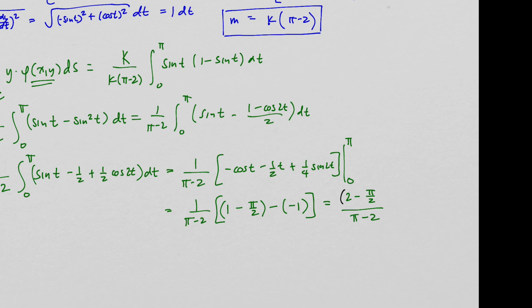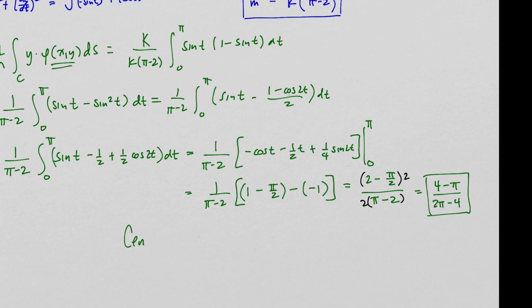And you could clean this up by multiplying by 2 on the top and bottom, and that should give us 4 minus pi divided by 2 pi minus 4. And I suppose we could leave it like that. That's the y coordinate. And so the center of mass is going to be the point x equals 0, and then 4 minus pi over 2 pi minus 4.